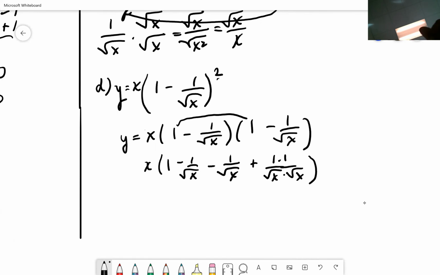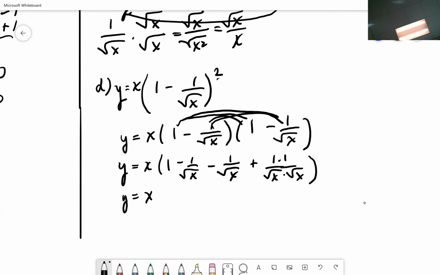1 times 1 is 1. 1 times negative 1 over square root of x is negative 1 over square root of x. Here we go, and then we go here. You see that? Okay. So now let me make it look a little bit prettier.